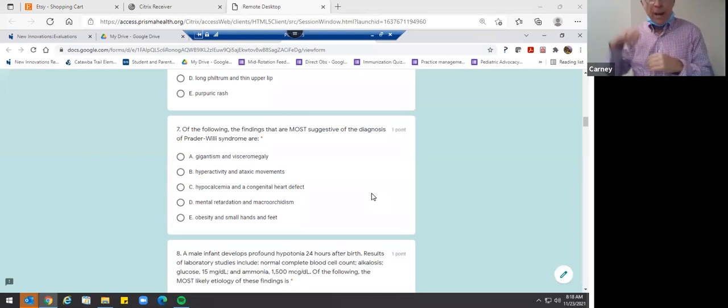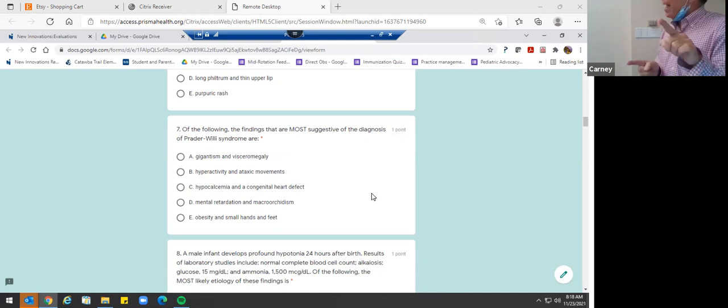All right, what's hyperactivity and ataxic movements? Ataxic movements, hyperactivity, that's your happy puppet, your Angelman syndrome, right? What is hypocalcemia and congenital heart defect? DiGeorge syndrome, catch-22. Mental retardation, again, I apologize for that word, and macro-orchidism, what is that? Fragile X. And then what is obesity and small hands and feet? Prader-Willi. So what's the right answer? That's how you do it.